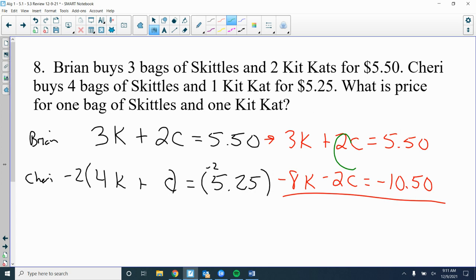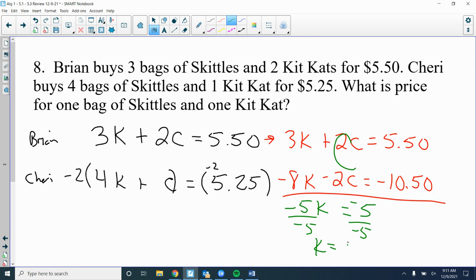Okay. What's 3 minus 8, guys? -5. Okay, what's 5.50 minus 10.50? -5. Good. What do I do now? Taryn, what do I do? Divide by what? Yep. What's -5 divided by -5?